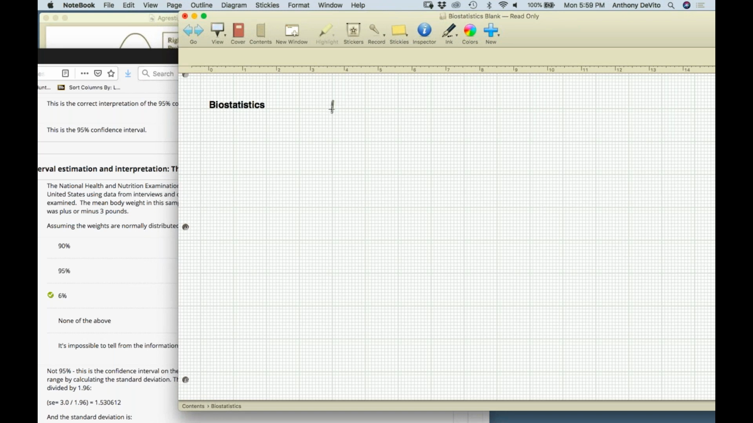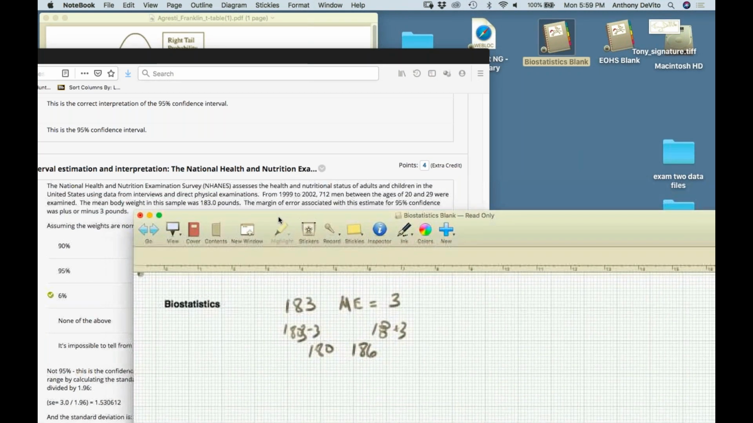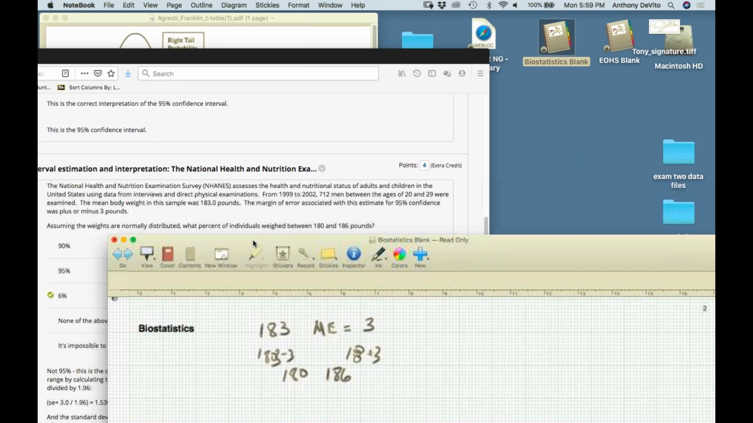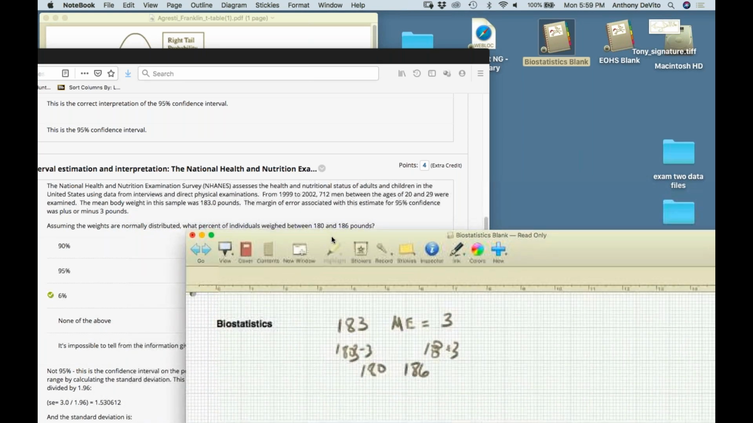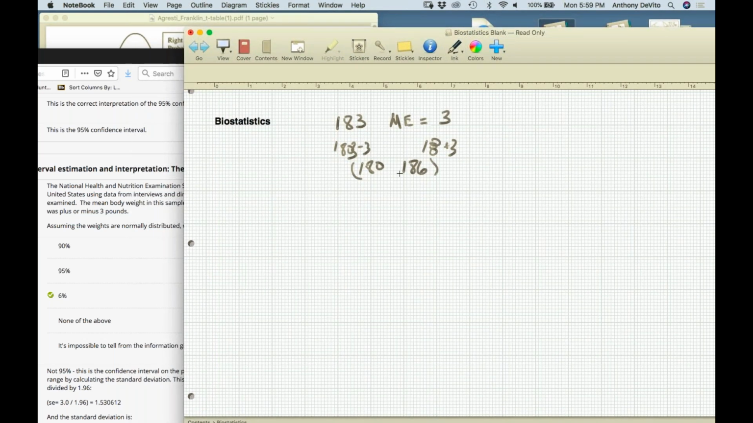So we know that the mean of our sample is 183. We know that our margin of error is equal to 3. That's how we got 183 minus 3 and 183 plus 3, our confidence interval, 180 to 186. Now we're interested in knowing what percentage of the individuals in the population weigh between 180 and 186. Well, we got a confidence interval, but that's not what we're asked for here.